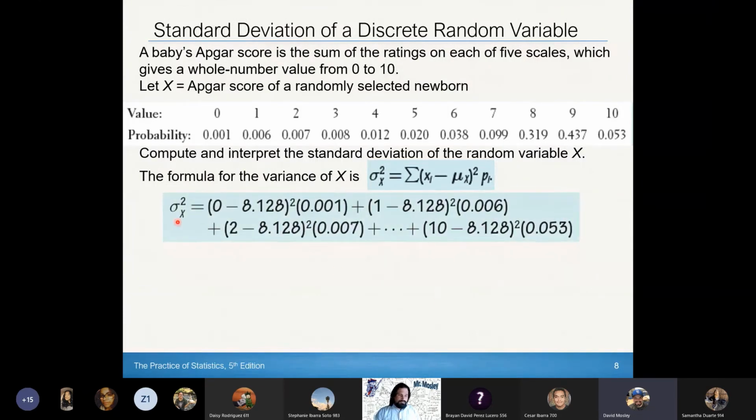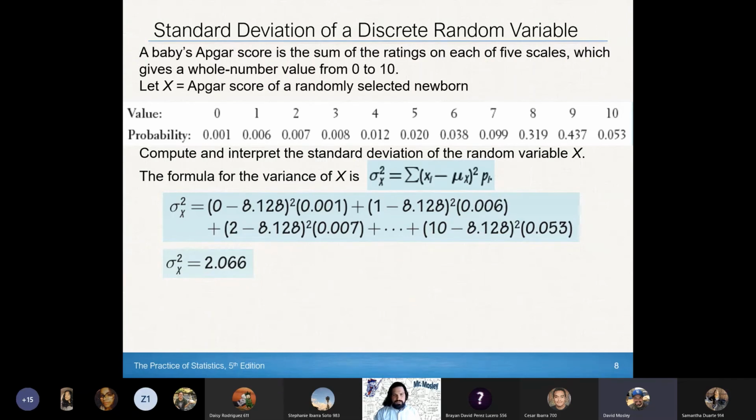So we calculate the variance, sigma squared sub x, which is 0, the value here, minus our mean, squared, times the probability of getting 0, plus 1 minus the mean, squared, times the probability of getting 1, plus 2 minus the mean squared times the probability of getting 2, and so on until we get to the last possible outcome of 10 minus the mean squared times the probability of getting 10. Putting all that in your calculator, you'll get a variance of 2.066.